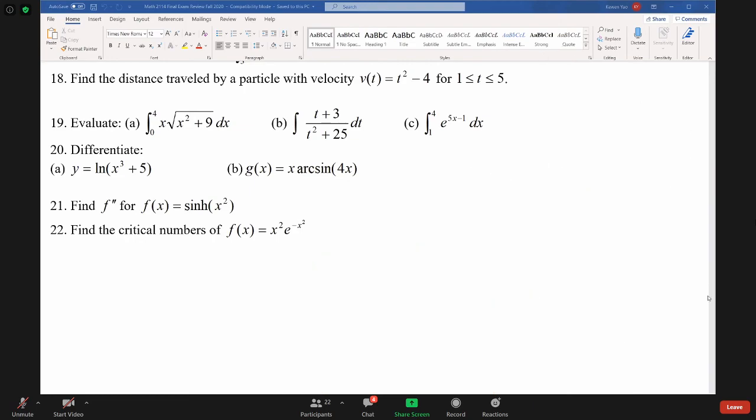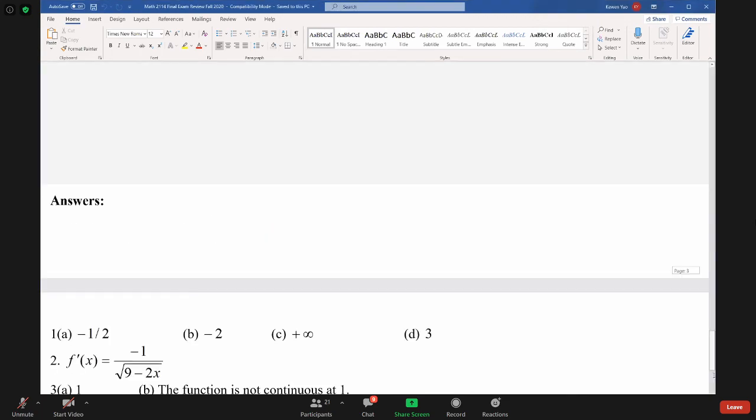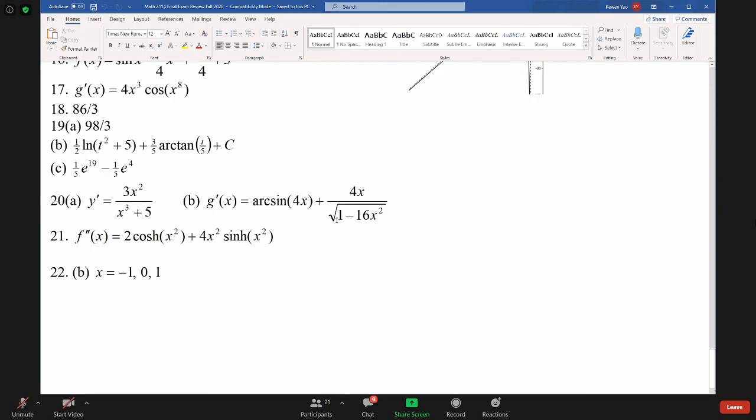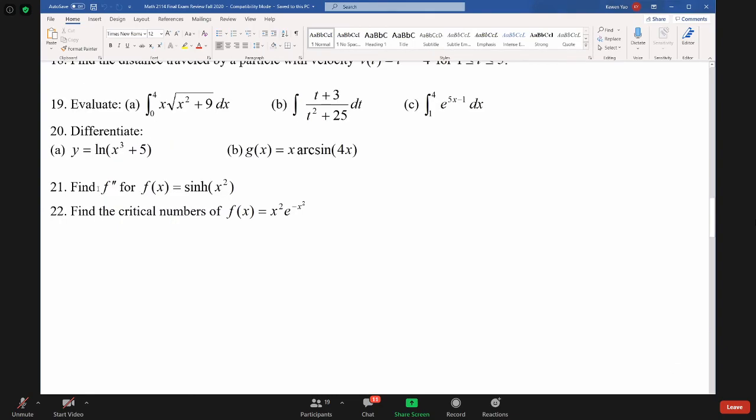And let me verify the answer. See, same answer, right? Arc sine 4x plus 4x over the square root of 1 minus 16x squared. Same answer. Okay. So we have done a lot of examples here, lots of problems, right? Now let's look at these. Number 21, find the second order derivative for f(x) equal to hyperbolic sine x squared. Remember, the derivative of hyperbolic sine is hyperbolic cosine, and the derivative of hyperbolic cosine is hyperbolic sine, right?